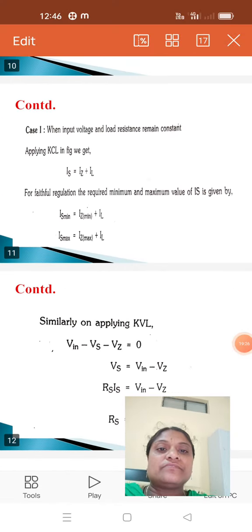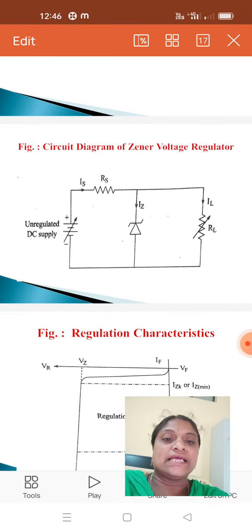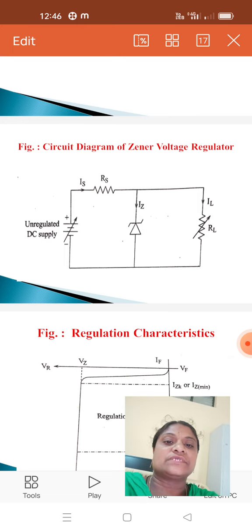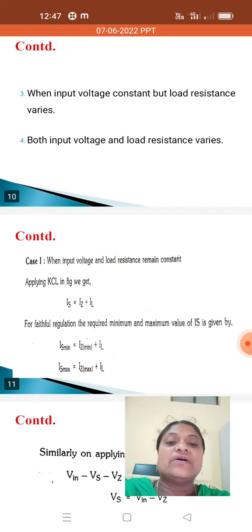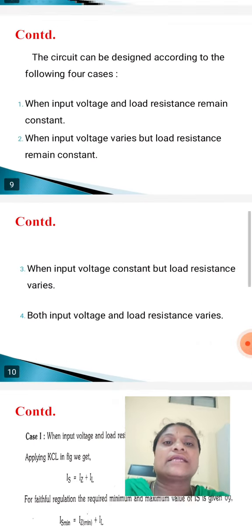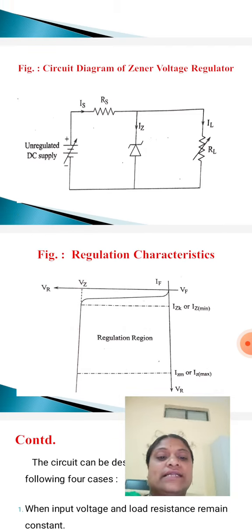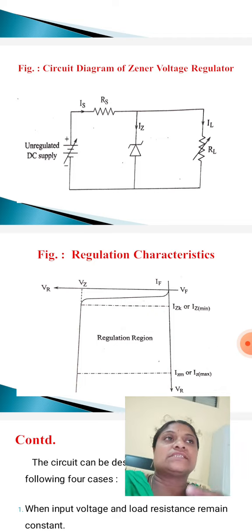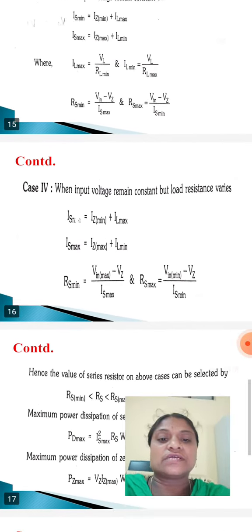So, simply for operation, we can find KCL and KVL of this circuit. Apply KCL and find the source resistor RS, and apply KVL and find the source resistor. Apply KCL and find the source current. Okay. So by using the source resistor and source current, we can find the four cases of equations.